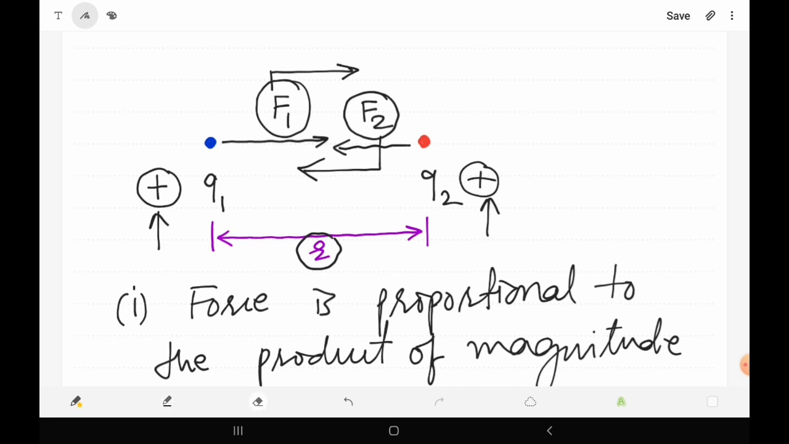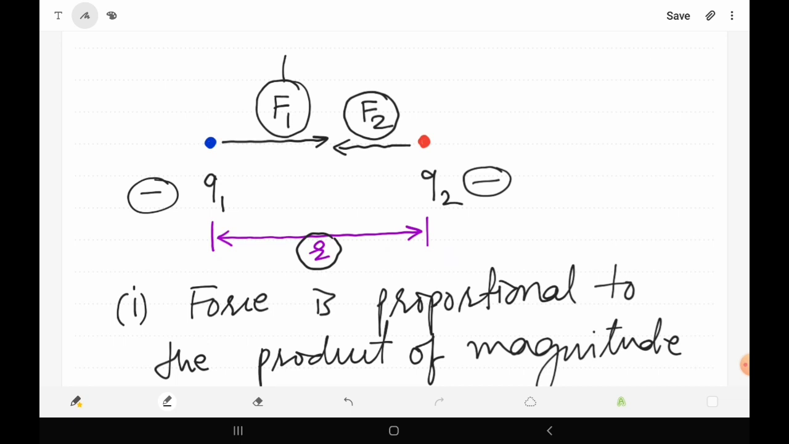Next, let us consider if both the charges are negative. If q1 is negative and q2 is also negative, then again q1 will try to repel q2 and q2 will try to repel q1. Here F1 will act upon q2 to repel this charge, and similarly force F2 will try to repel q1. Again, on considering both charges as negative, the directions of forces F1 and F2 are opposite to one another.